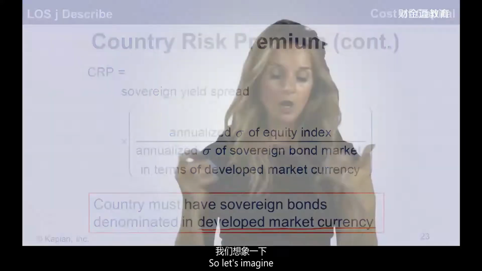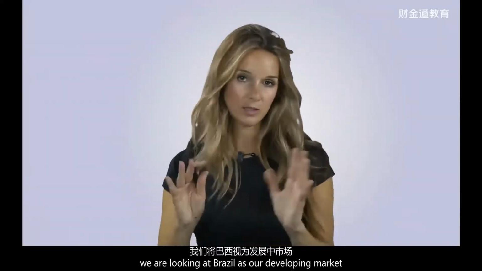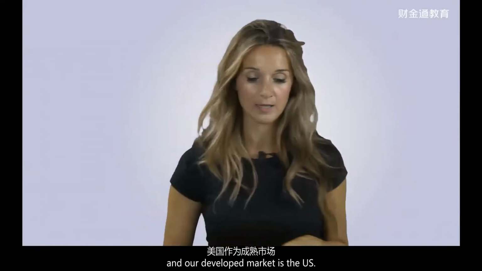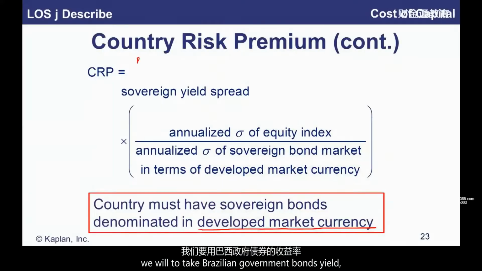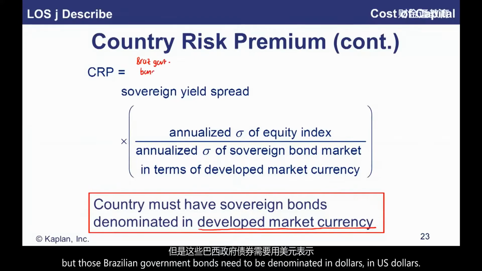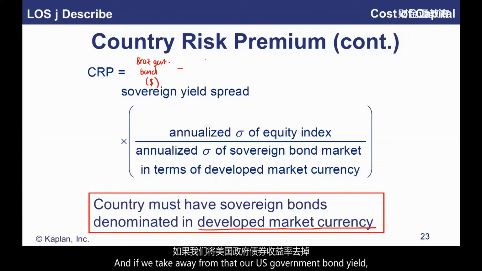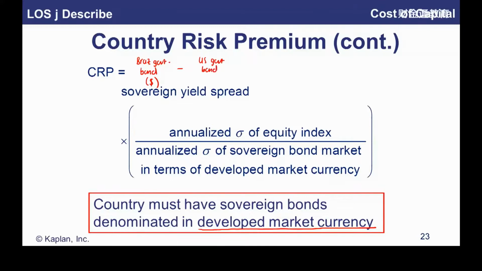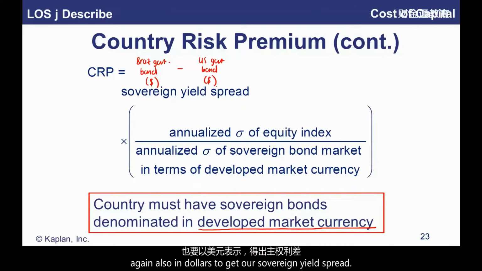So let's imagine we're looking at Brazil as our developing market, and our developed market is the US. So what we would do is take the Brazilian government bond yield, but those Brazilian government bonds need to be denominated in US dollars. And if we take away from that our US government bond yield, again also in dollars, we get our sovereign yield spread. So that takes into account the extra return that is required in the bond market.